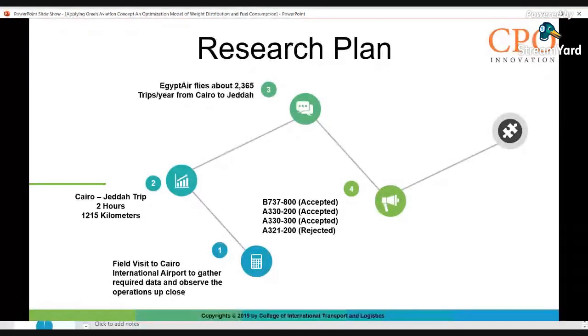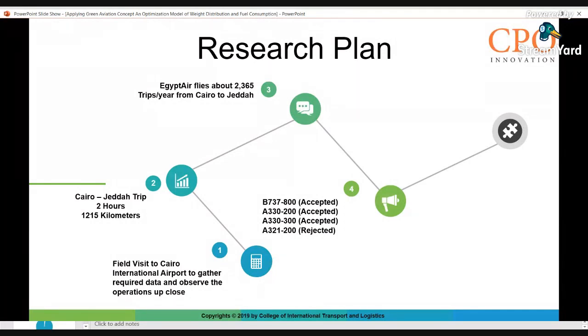Why is that? The reason for the huge number of trips and the huge seasonality index for this specific trip is that Muslims tend to fly each year, on different occasions and at different times, from Cairo to Saudi Arabia to pray. So there is huge seasonality on this trip, and we thought it would be the best trip to measure our proposed solutions.